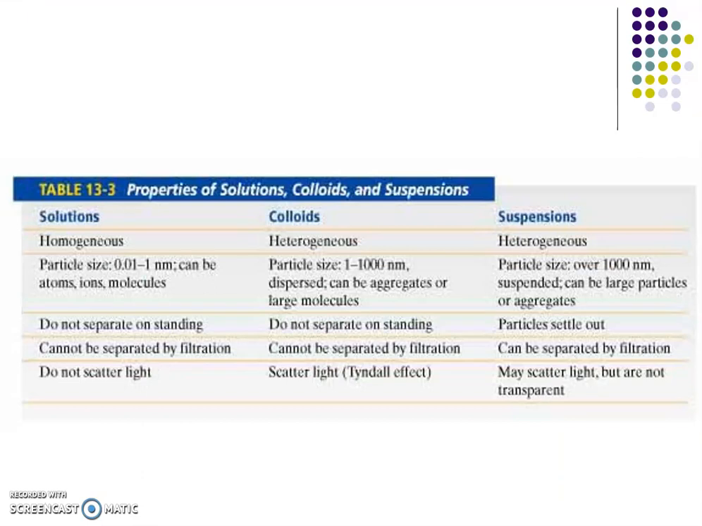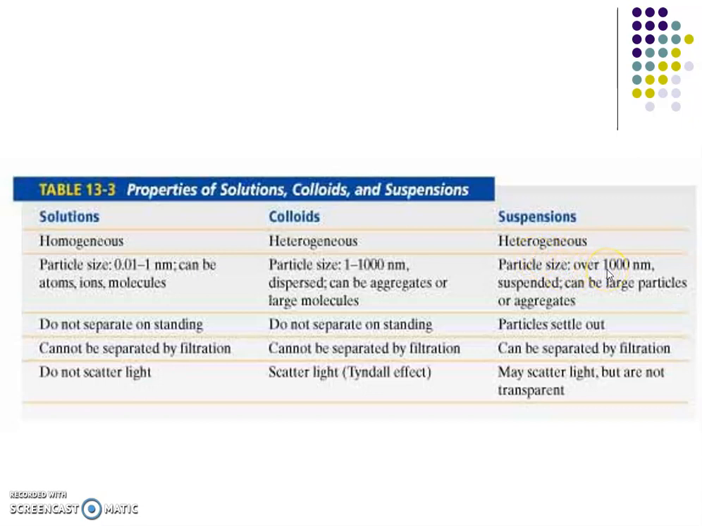Again, just to give you a feel for this, homogeneous things have pretty small particles, 0.01 to 1 nanometer in size. Remember, a nano is a billionth of a meter across, so these are very small. They don't separate. They go right through filter paper, and they don't scatter light, so we can't see them with a beam.